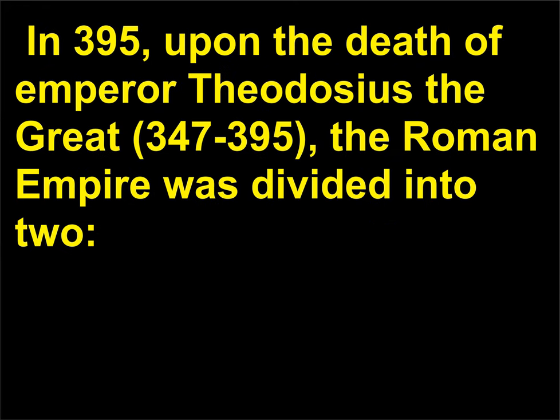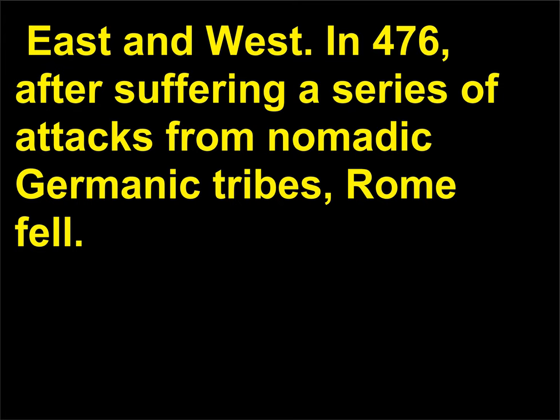In 395, upon the death of Emperor Theodosius the Great, 347-395, the Roman Empire was divided into two, East and West. In 476, after suffering a series of attacks from nomadic Germanic tribes, Rome fell.